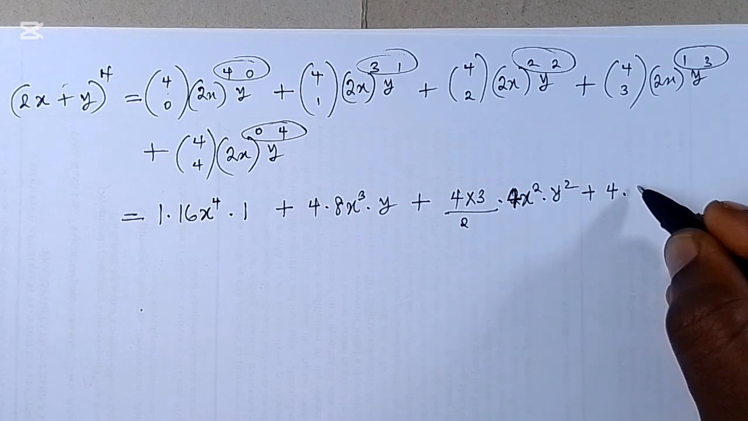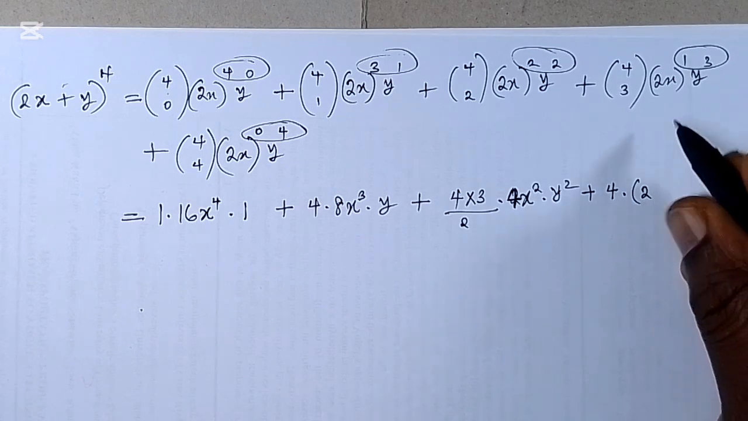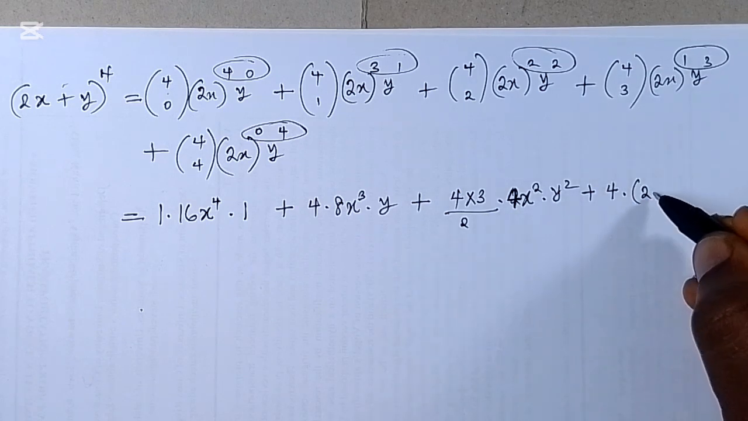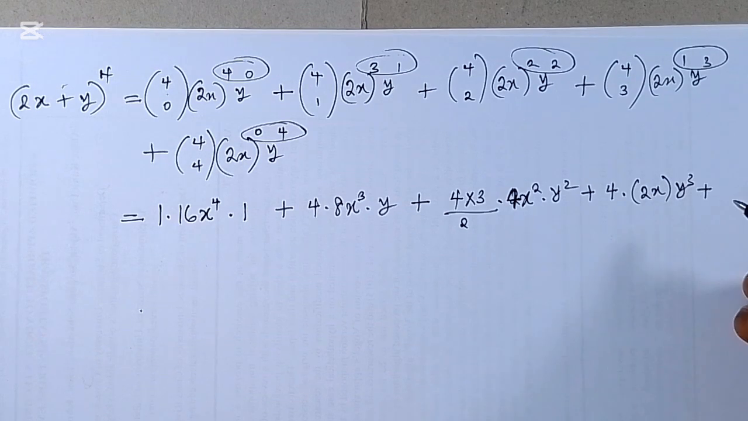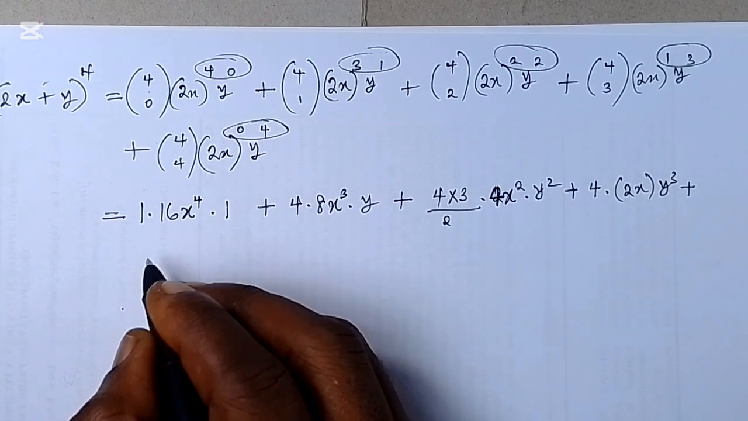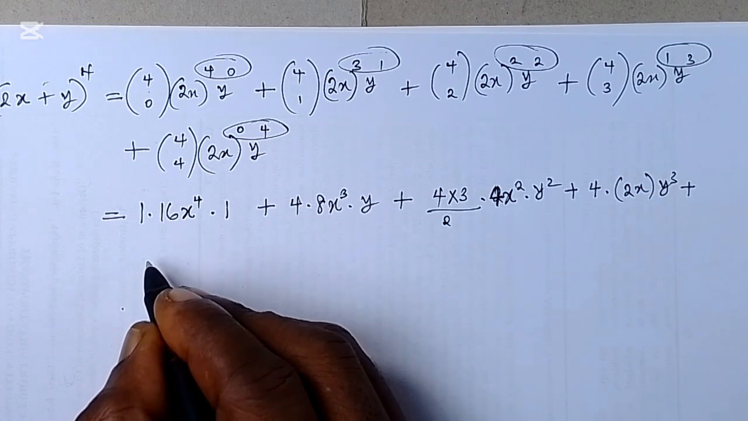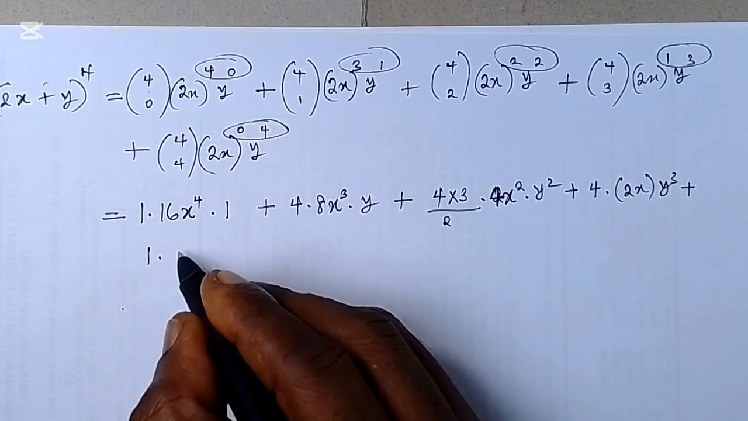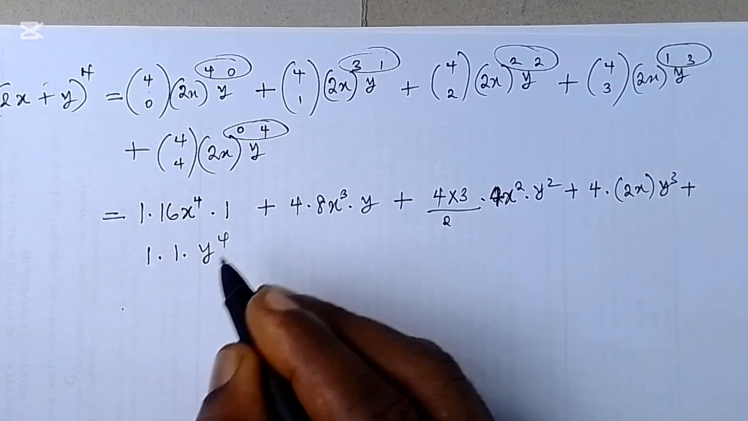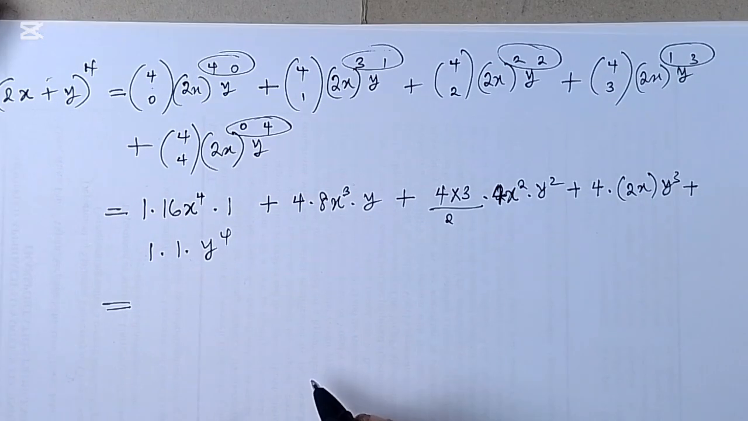So that's a better way to put it. 2 raised to power 1 will be 2x. So I'm going to bring this. Then y raised to power 3, I'm going to bring that there. Now plus, let's come over here. 4 combination 4, anything combination itself will give you 1, times 2x raised to power 0, which is 1, times y raised to power 4. Now let's simplify to get our final answer.